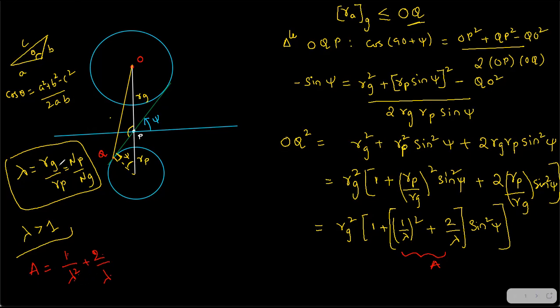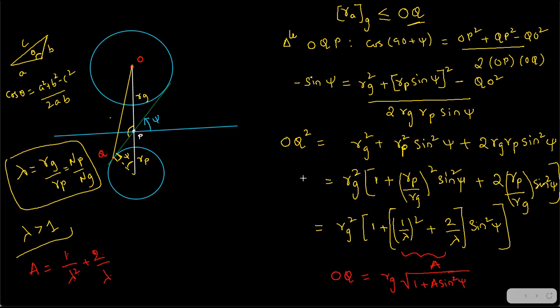What is lambda? Lambda is RG by RP or NP by NG, because NP is greater than NG, you can see, because the rotation of pinion is always faster than the rotation of gear. So I can say that OQ is equal to, you can put an under root, right? So RG will come out: under root 1 plus A sine square psi. Fine, till here, I hope it is clear.